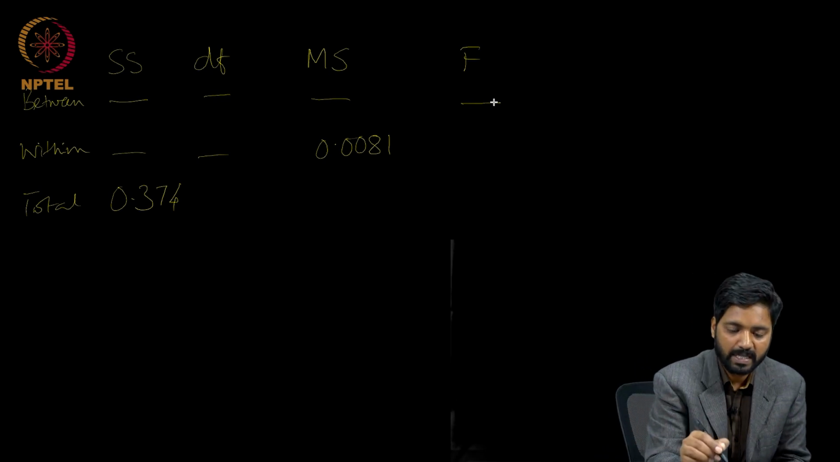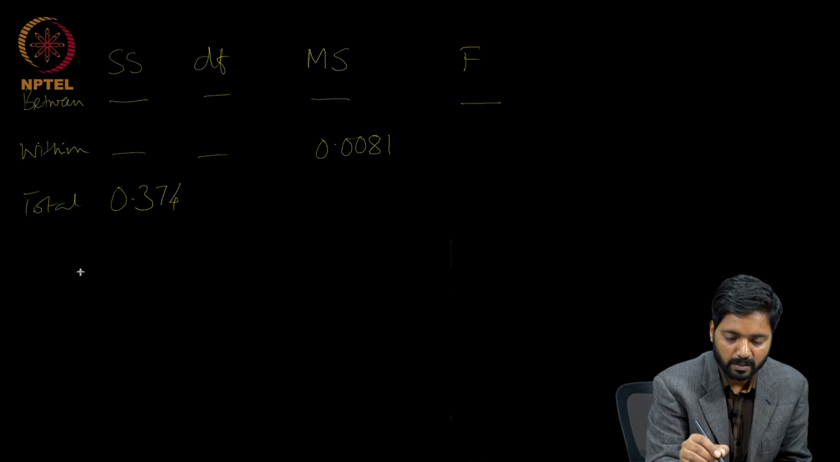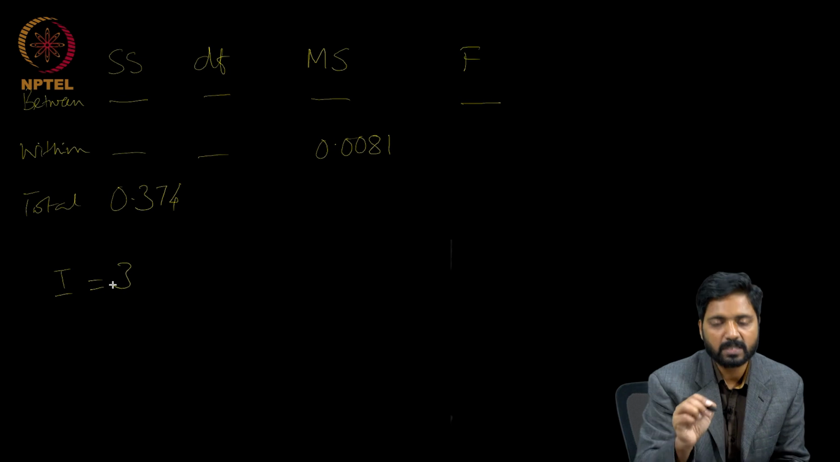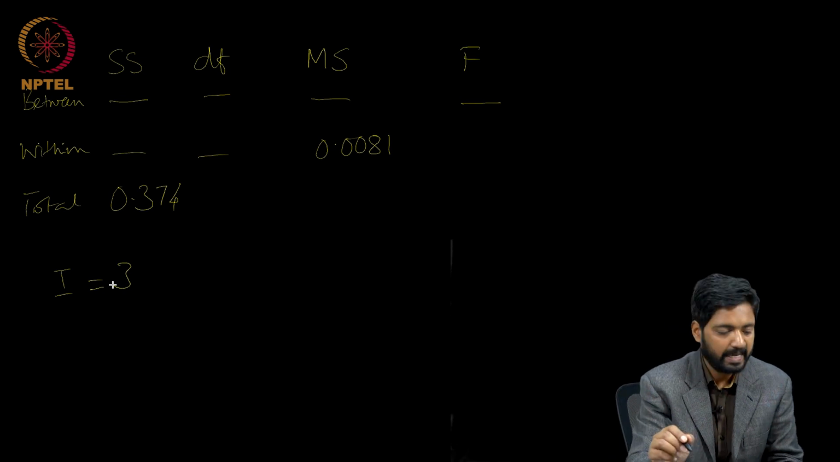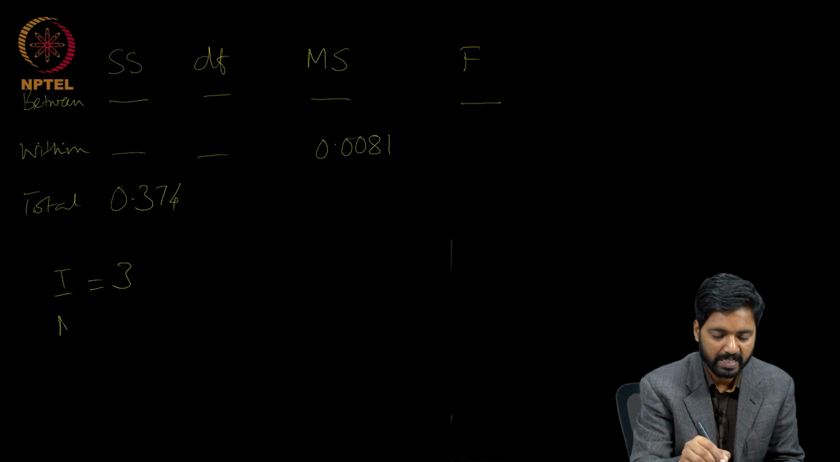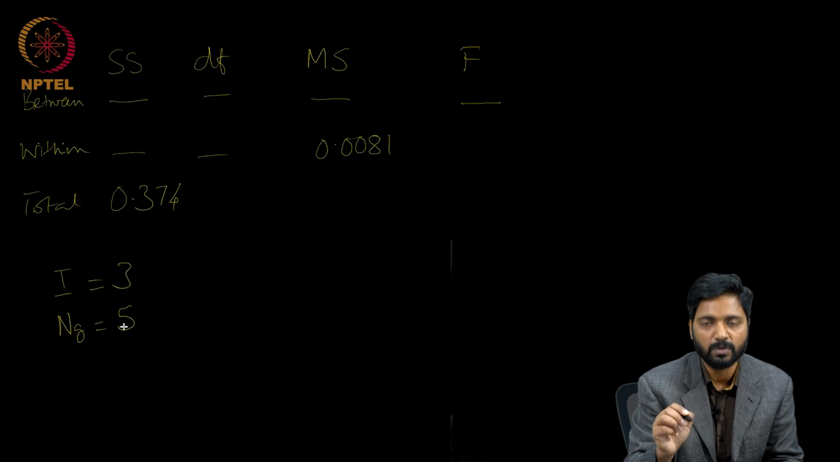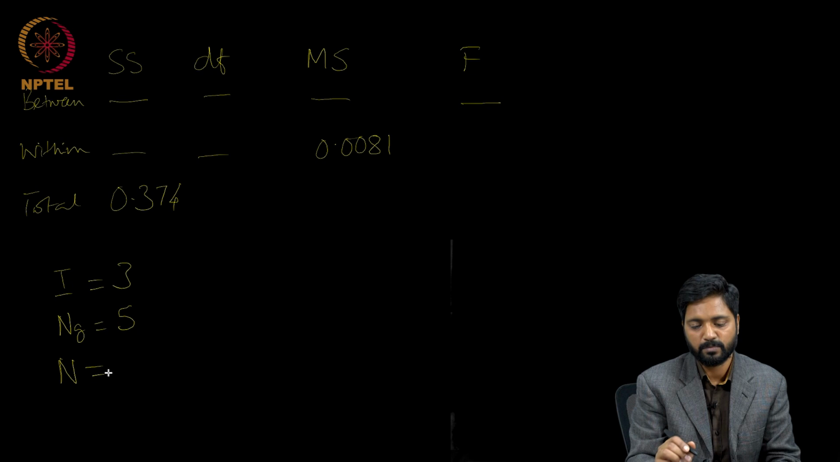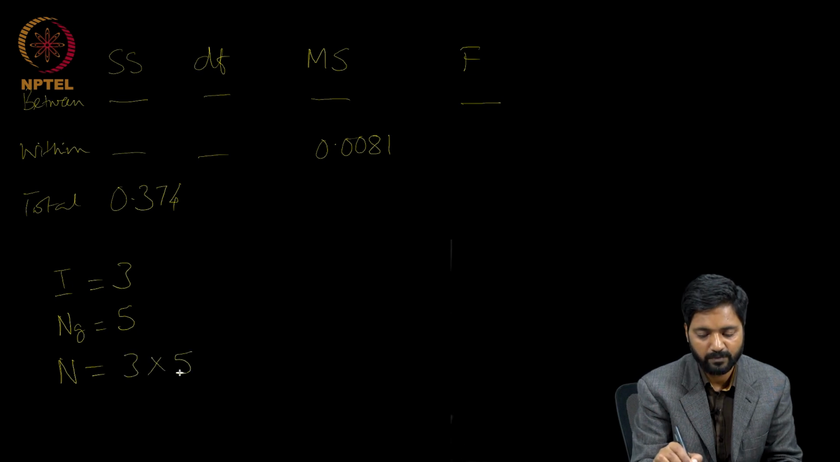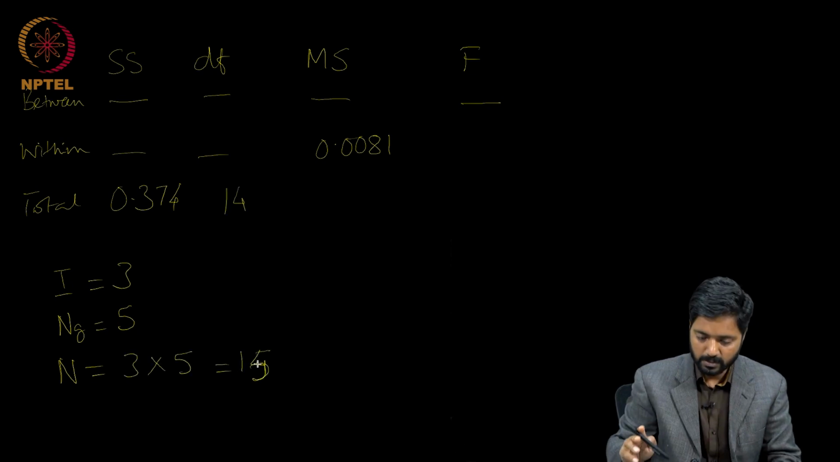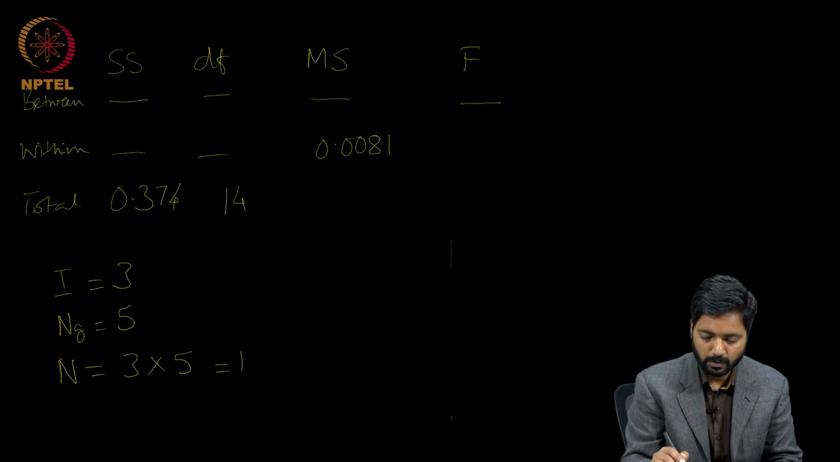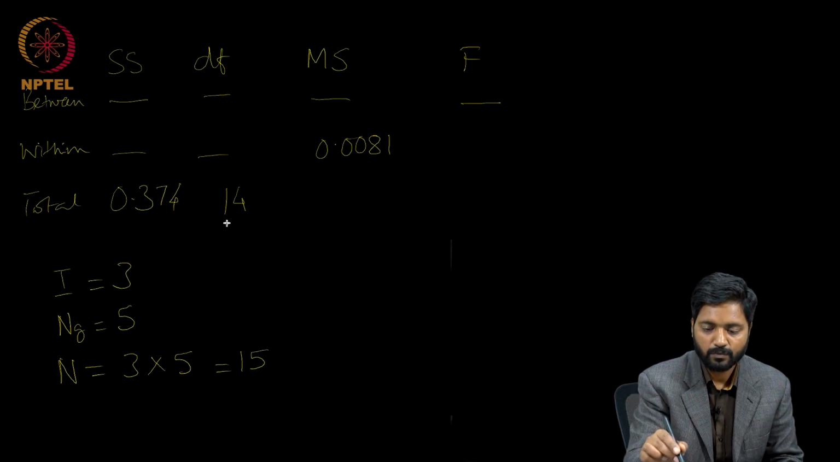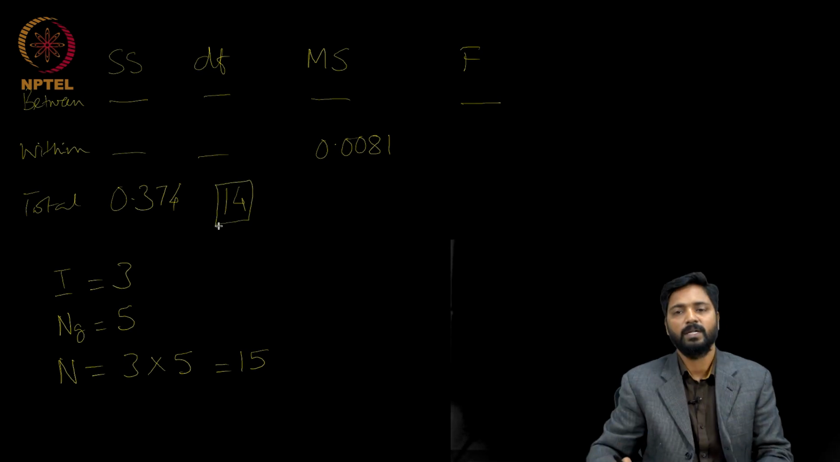So what we see here is that there were 3 groups, that means I is equal to 3, and each of these groups had 5 measurements. So ng, or the number of replicates, is equal to 5. So the n value, the total number of measurements, is 3 into 5, which is equal to 15. So the total degrees of freedom here would be 14, as has been filled in here.